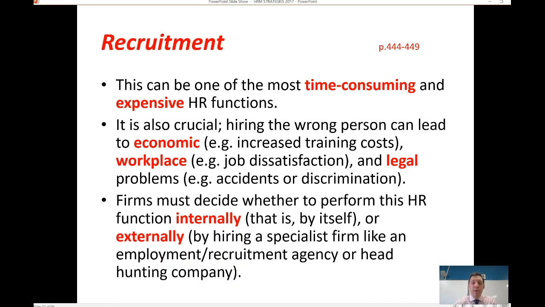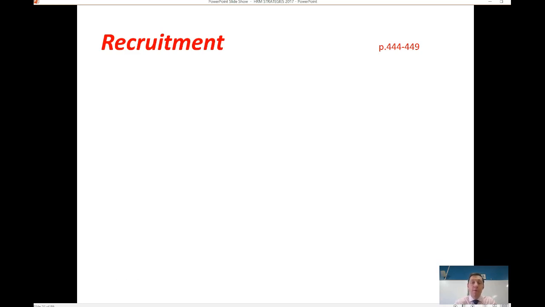Firms need to decide whether to perform this human resource function internally or externally. We've spoken a fair bit about this in terms of process, the first step of process being acquisition. In the context of recruitment, the organisation can try and find someone within the organisation to fill that vacancy, or they can seek to go outside, hire a firm to do the recruitment, or they can go for a headhunting firm, or they can just advertise in the newspaper, such as that previous ad we looked at for Shaw.